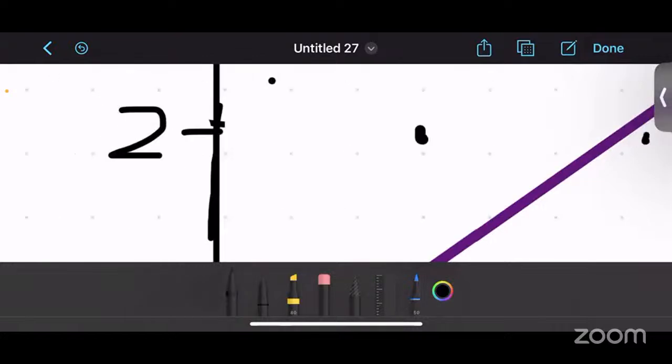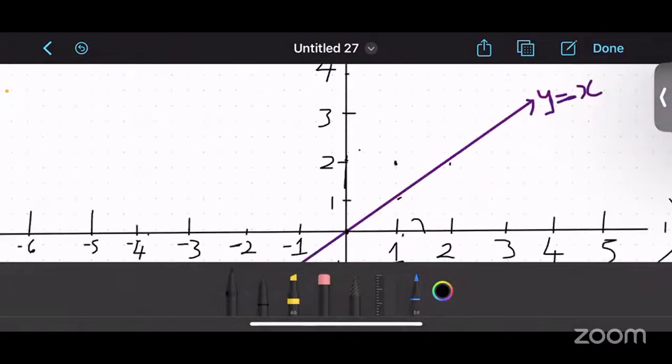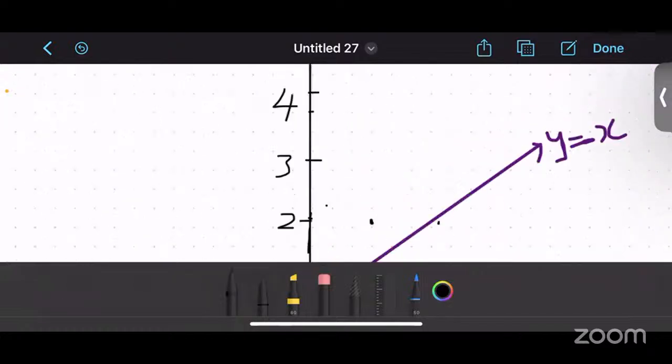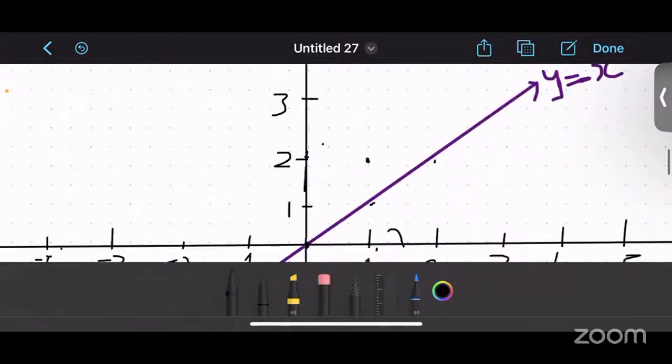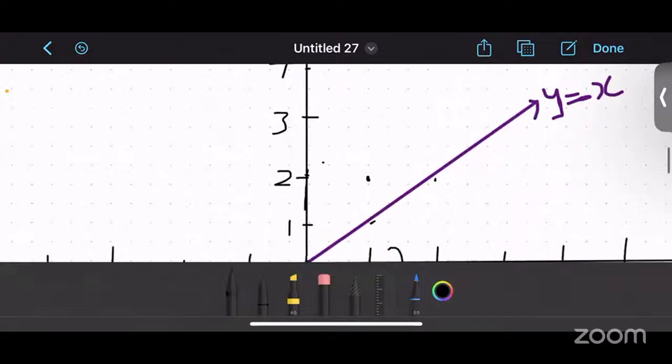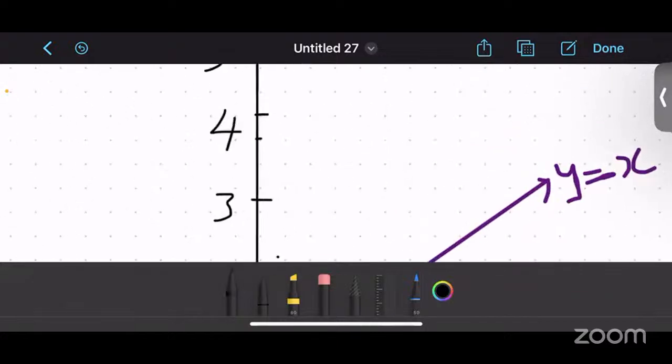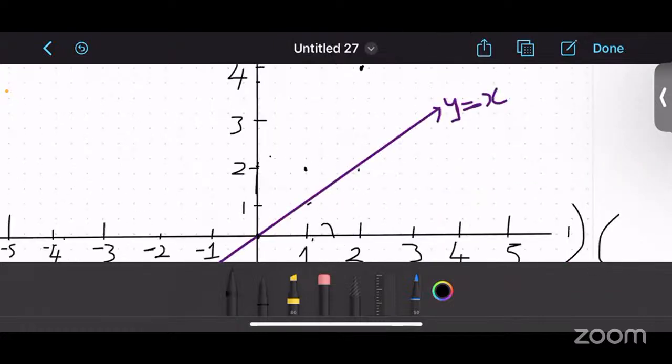And then again we're going to have a +2 and a 4, which is going to be somewhere here. Right? And the next thing that you're going to do now is to sketch the graph. Are you guys still with me?